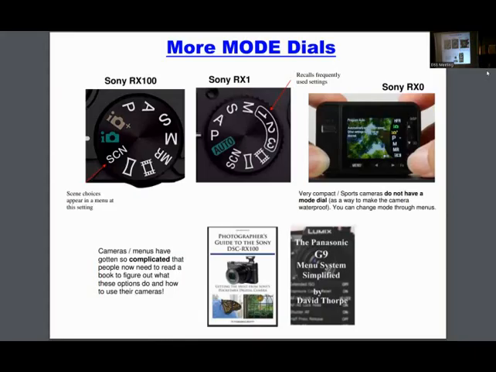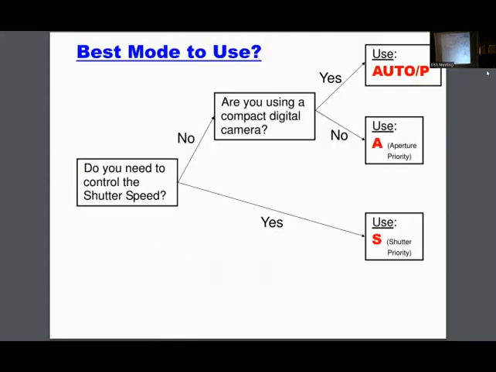Okay, all this discussion to lead us to this next question. What's the best mode to use? Well, I made a little flow diagram. This is the way I'm thinking. Maybe you can think the same way as me. The first question I ask is, is the shutter speed important to you or not? If you're doing sports photography or fireworks, situations where you need very fast or very slow shutter speeds, then you need to control the shutter.